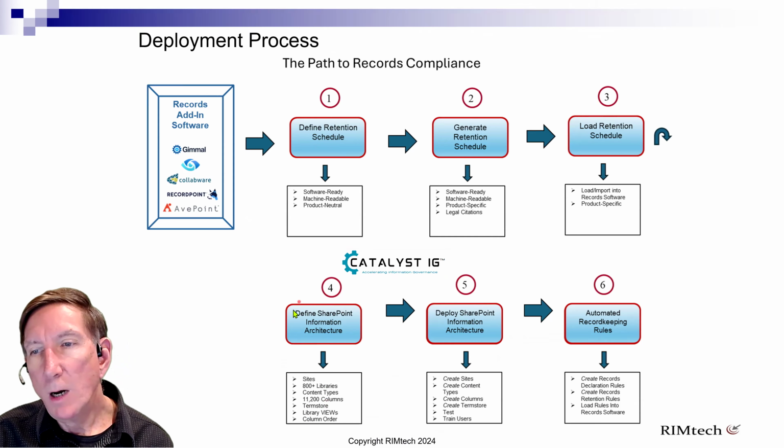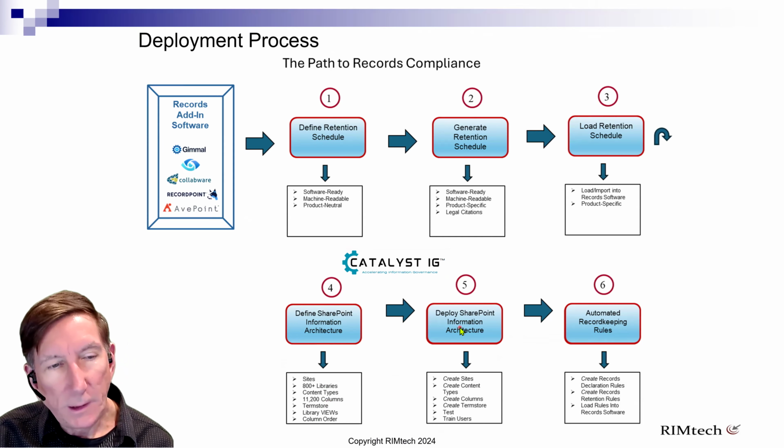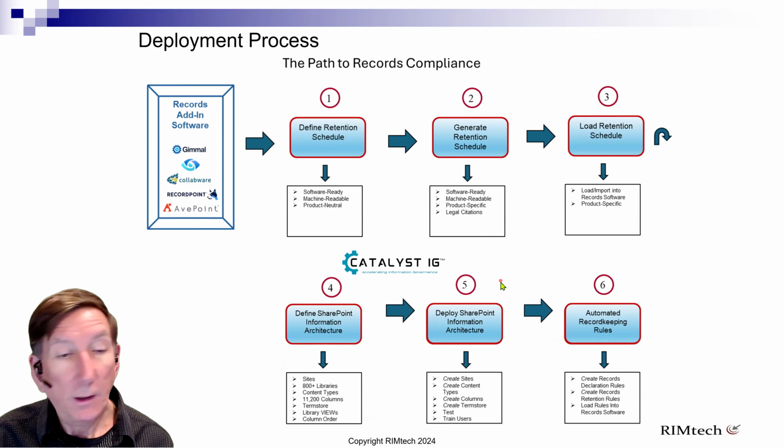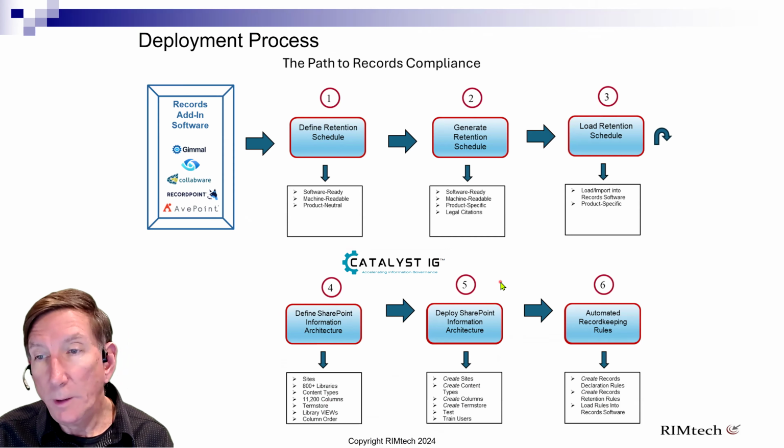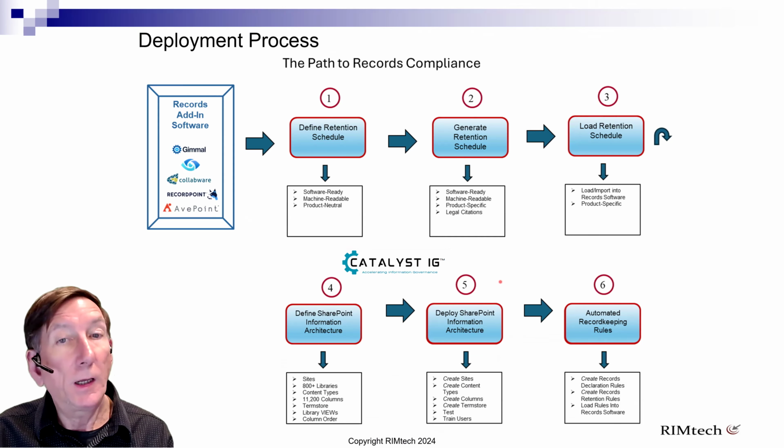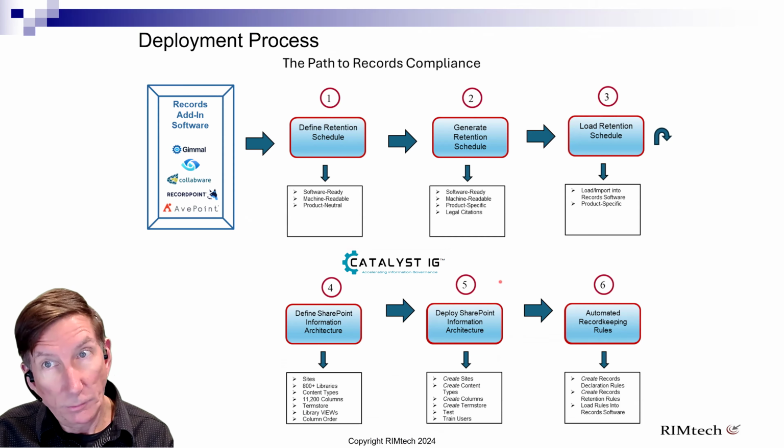When you're done with that monster spreadsheet, you hand it over as a gift to IT. In step 5, when you say, IT, by the way, here's a spreadsheet for you with 11,200 rows in it. Can you, and it specifies 800 libraries, 800 content types, and 11,200 column mappings. You're not that busy this afternoon, are you?